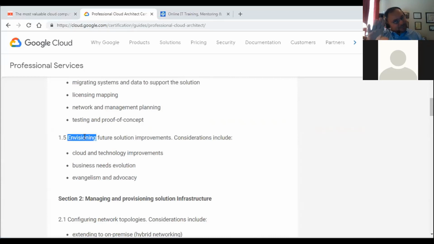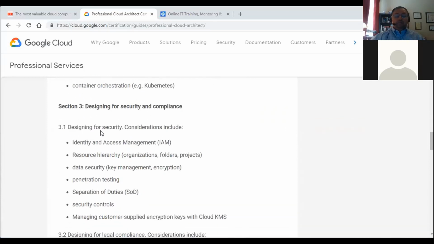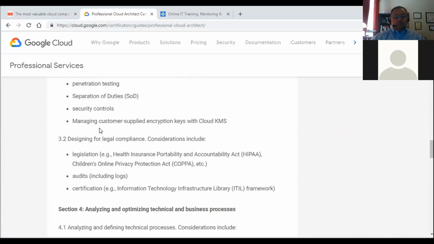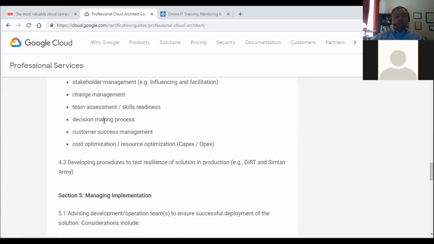Again, Google looks at things a little different. So envision is sort of planning, I guess, is sort of the way I look at this. So think of envision as planning or preparing, whatever you want to look at it. And then configure. So you do need to be able to configure cloud services for this exam. Design again. And again, for time purposes, I can't go through this in detail, but I'm just pointing out some things you need to look at.